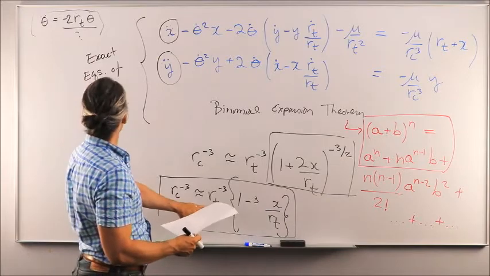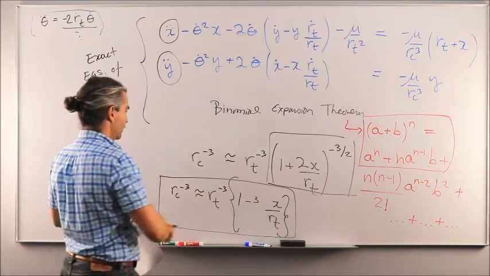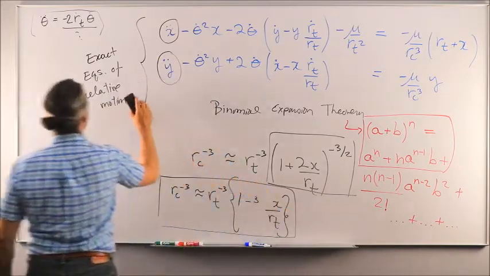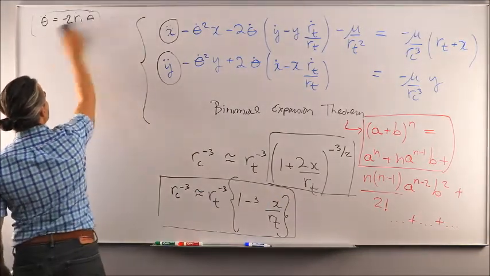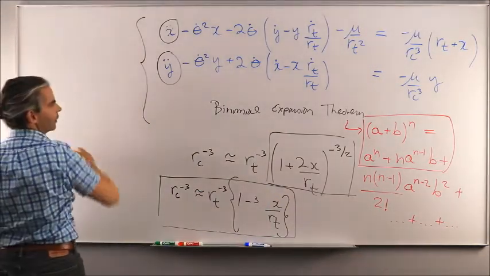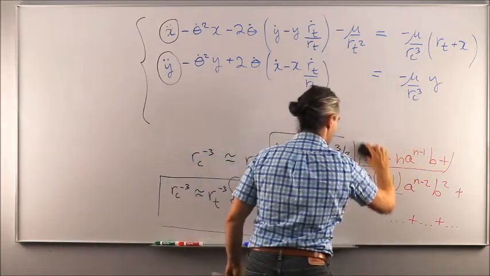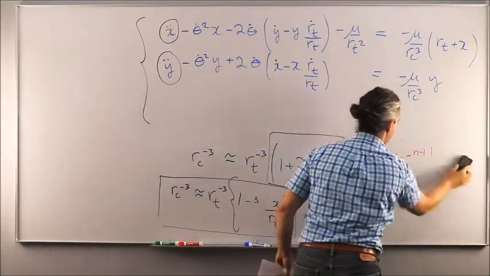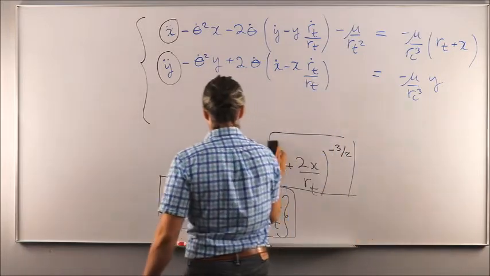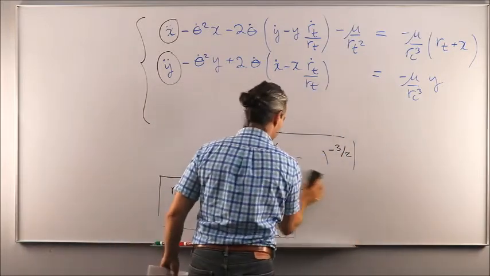But still, that's not very helpful, right? So what we're going to do is keep playing with the equations until we find something helpful out of this. So done with the binomial expansion theorem. I'm going to keep that result.